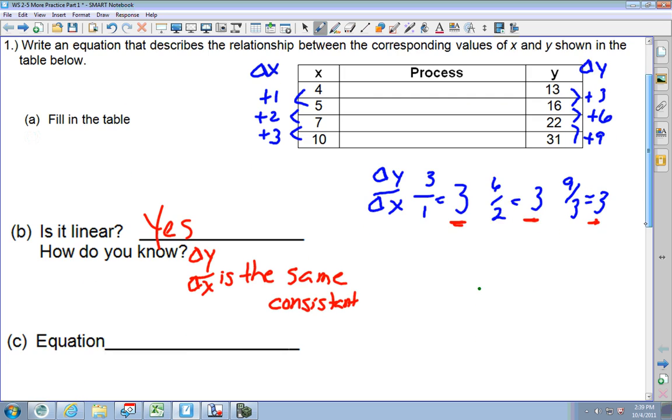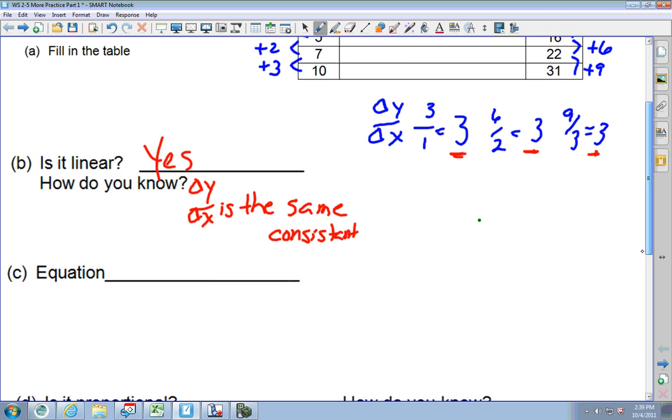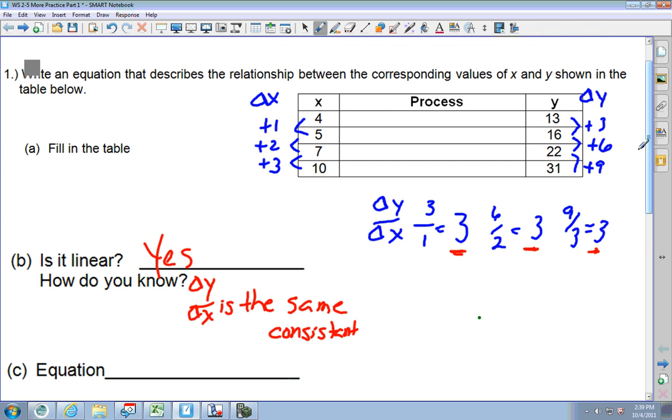Okay. Then they want you to find the equation. So as we go up here, I have 3, and then I take it times my x. Okay, so right now I'll go through and I'll multiply. 3 times 4 is 12. What do you need to do to 12 to get to 13? Add 1. 3 times 5 is 15. 15 plus 1 is 16. So I believe my equation is y equals 3x plus 1.